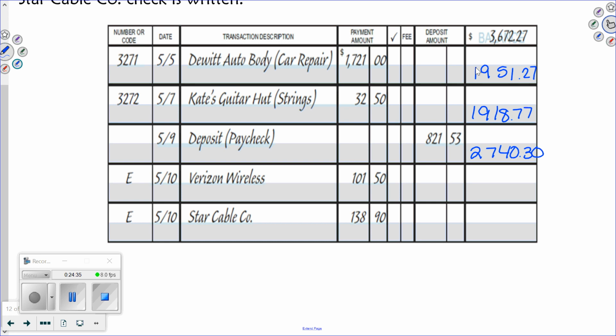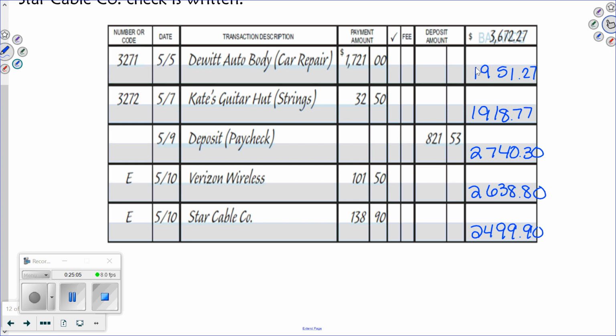All right, Verizon Wireless. What do I do with that one? Subtract that one. 2638.80. And then Star Cable Company. What am I doing with that one? I'm subtracting that one again. So we're down to $24.99.90. So the question asked, what is the amount of money in there after the Star Cable Company?